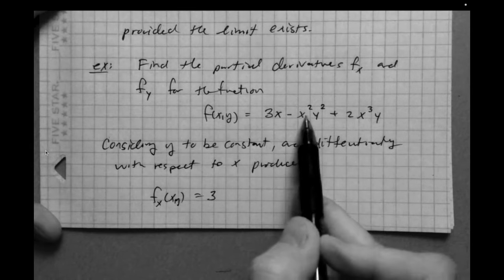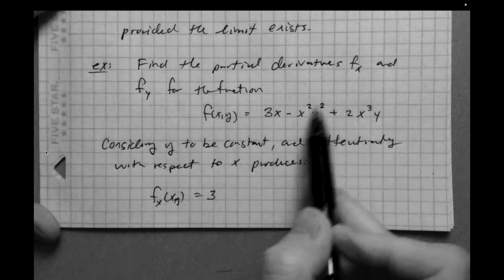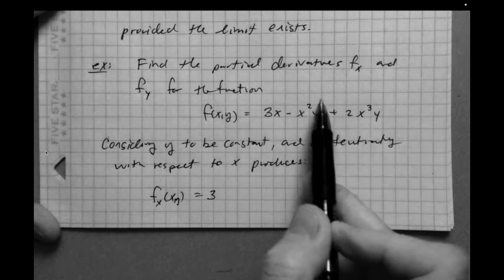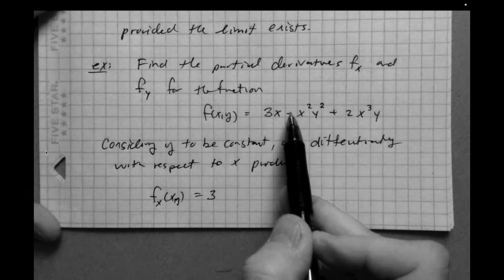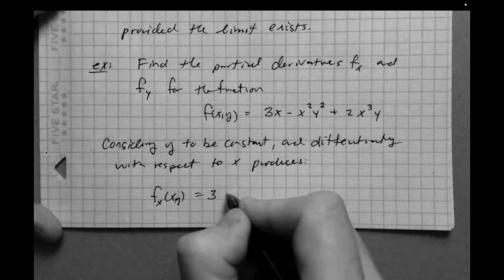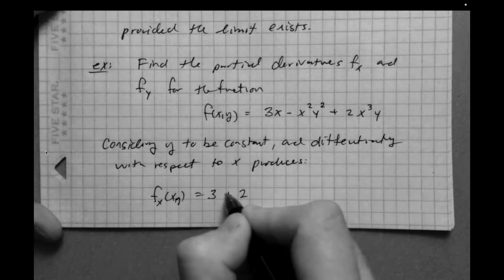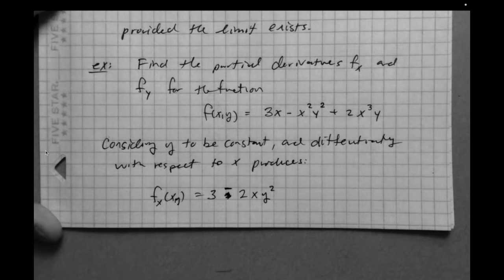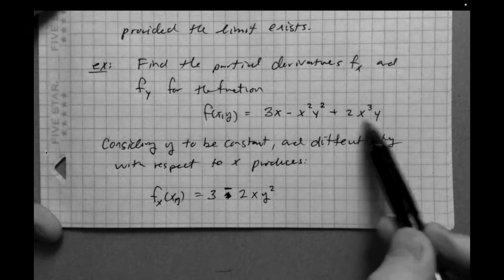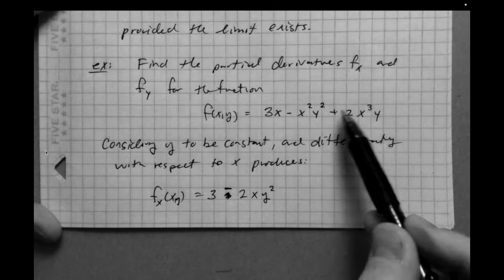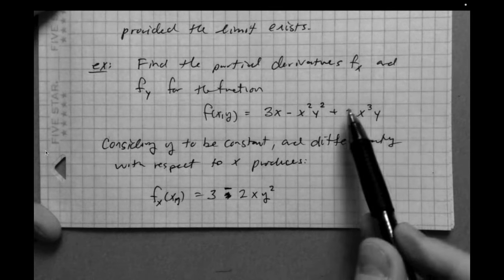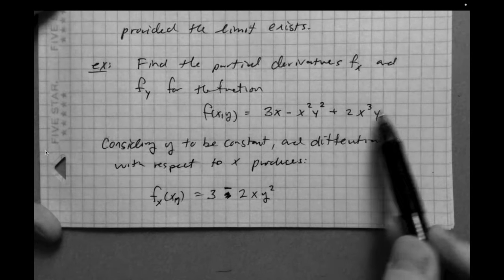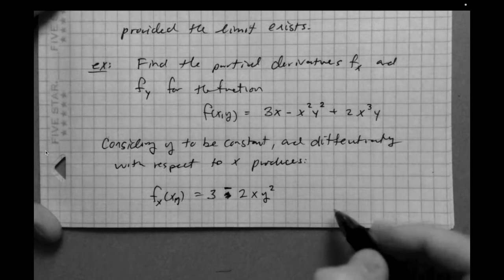And then what happens here? Well, remember y squared is a constant when we're differentiating with respect to x, so this would be 2x y squared. Oh, actually minus 2x y squared. Okay, and then what about over here? Well, again, y is constant, 2 is constant, so this would be 3 times 2, so 6x squared y.